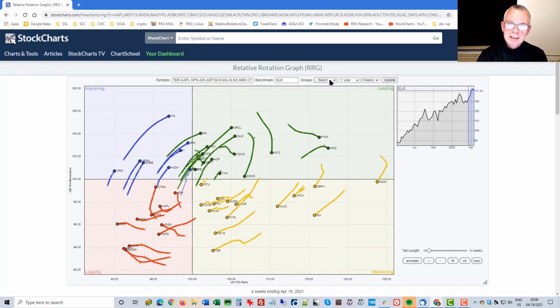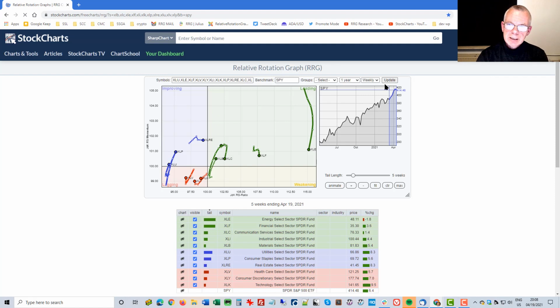Let's go back to the sector RRG. So that was the basic explanation of those tails. There's no change in tail length, nothing for a look back period. It's just connecting the various observations, and it's just cosmetic in nature.